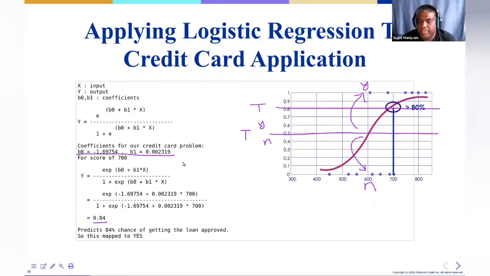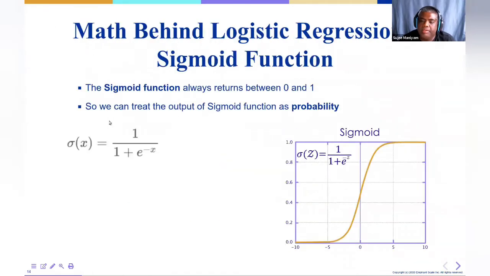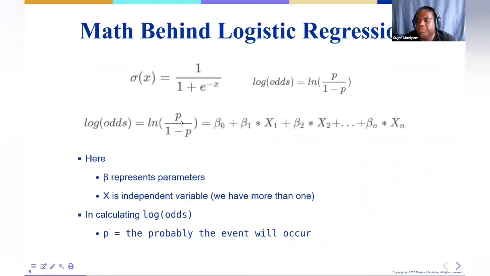So the way we are rewriting this is just to make it easier. Given X input, Y output, you can rewrite the equation this way. It's basically called log of odds. What you're doing is calculating the probability of something happening. That's the essence of this.